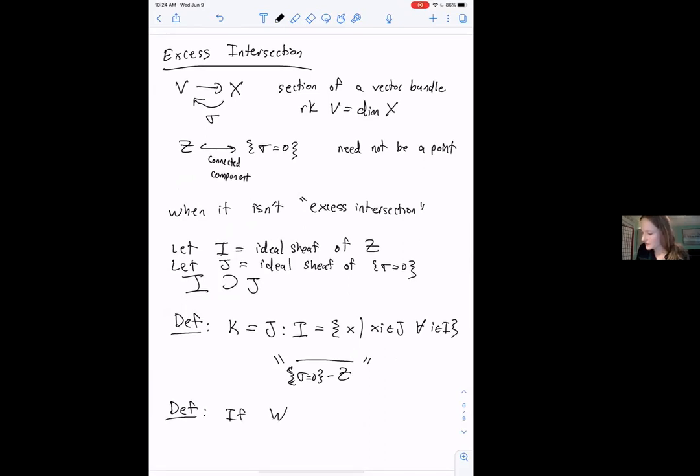If W, which is the vanishing locus of K, has codimension, let's call the rank of V S. Well, actually, I guess it doesn't matter yet. Actually, yeah, let's do it now. If W has codimension S, then W is called an S residual intersection.